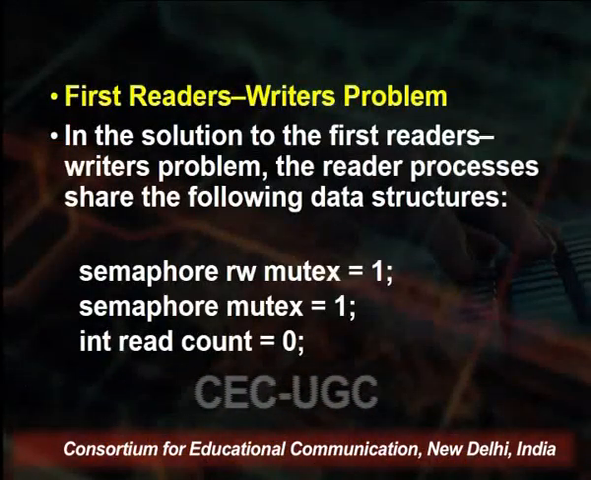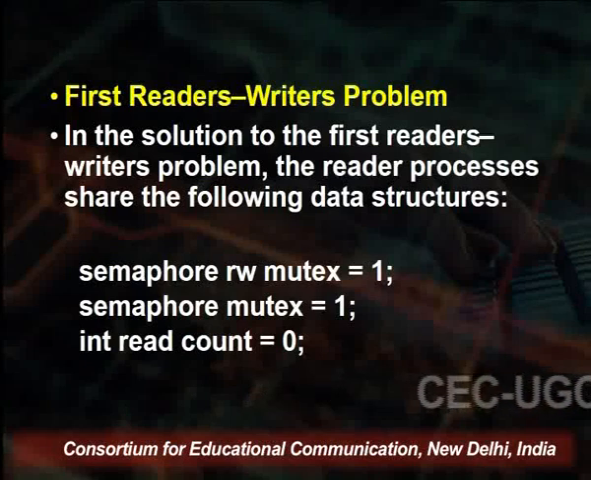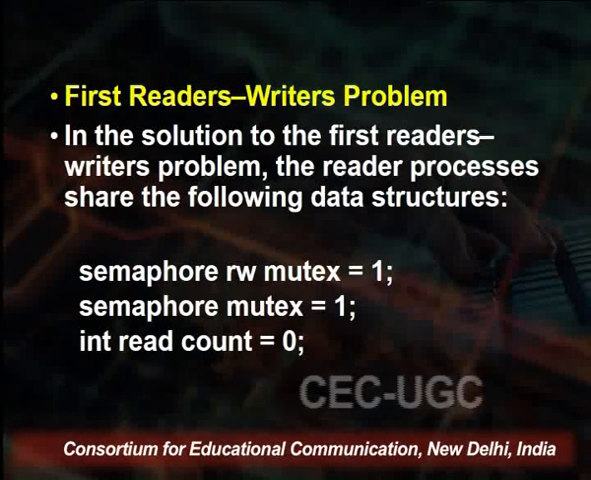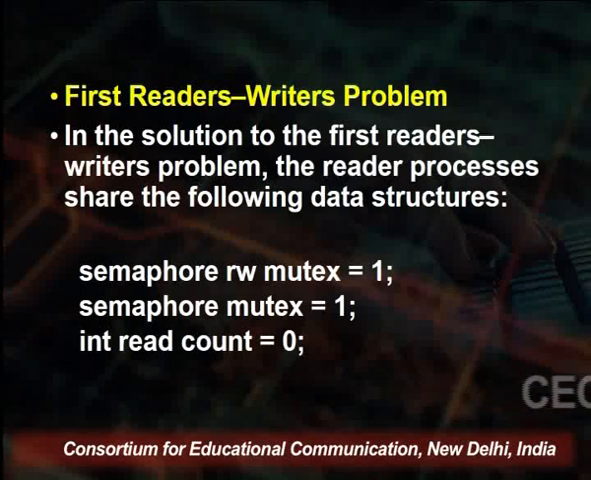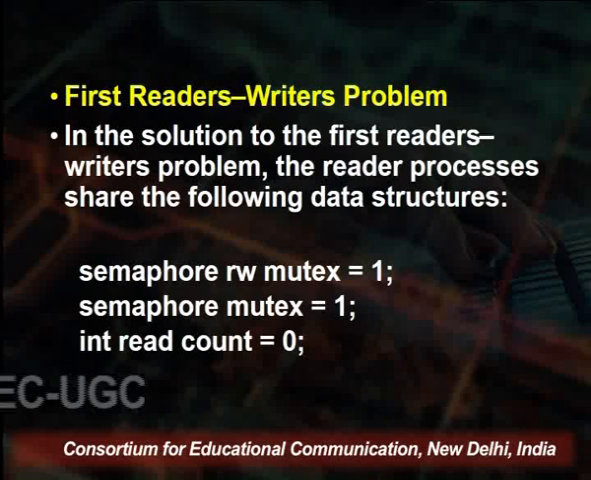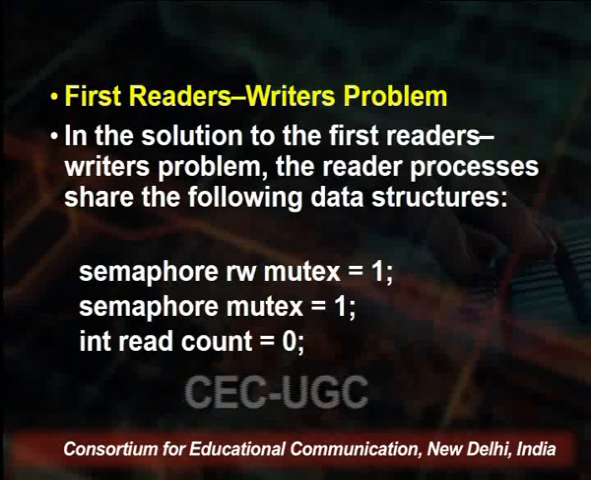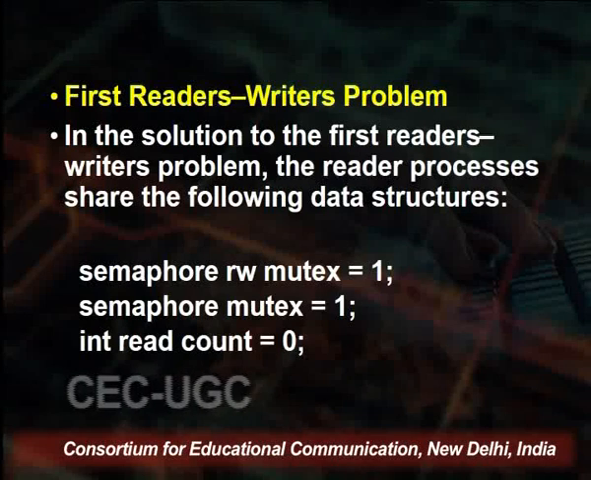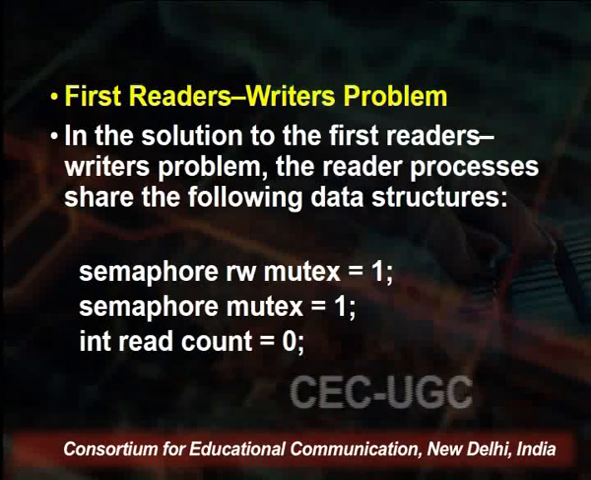In the first readers-writers problem, the solution is to have some variables, two of which are semaphores and one is the read count. In the solution to the first readers-writers problem, the reader processes share the following data structures: two semaphores, one is rw_mutex and another is just mutex. RW here stands for read and write. Both semaphores are initialized to 1 and the integer read_count is initialized to 0.